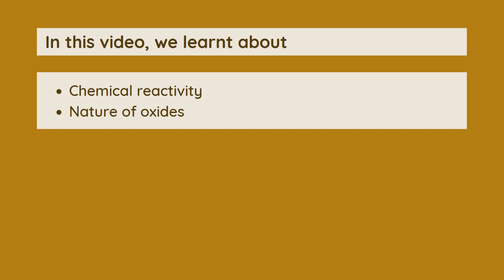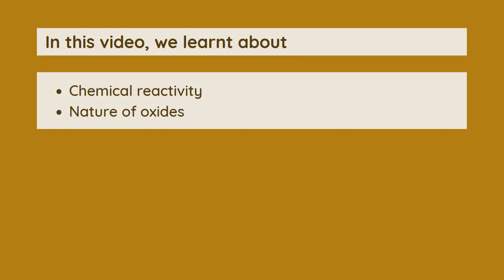Chemical reactivity: basically, the elements of group 1 and 2 undergo the process of oxidation, loss of electrons, whereas elements of the right side of the periodic table, excluding the noble gases, undergo the process of reduction, that is the gain of electrons. And we had also learned about the acidic, neutral, basic, and amphoteric nature of various oxides. With this, we complete the chapter.